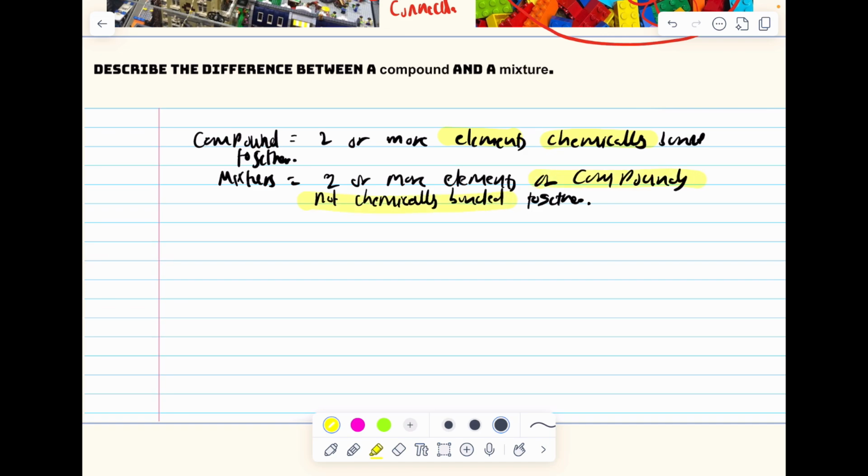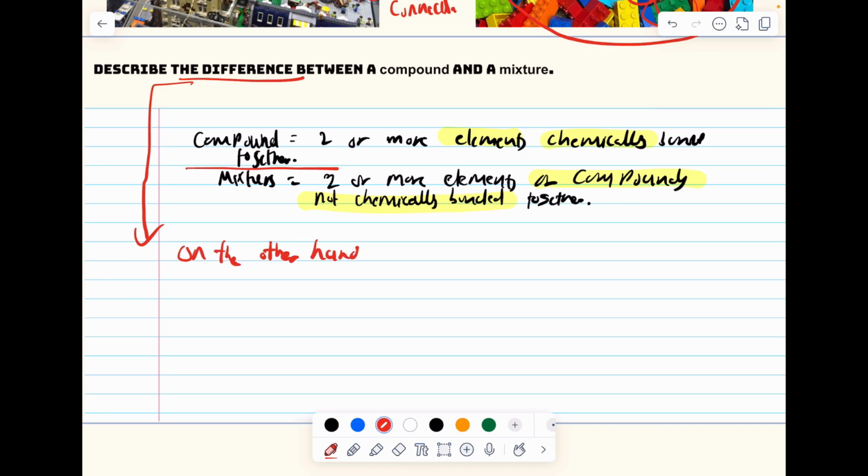But then here, just remember, please, I didn't do this myself, so I'm being a hypocrite. When it says the difference, make sure you use comparative language. So for example, you don't just write out the two definitions like I did. You have to write something like on the other hand, or whereas, or however. This just shows that you understand that it's a difference and you're not just saying two definitions randomly.